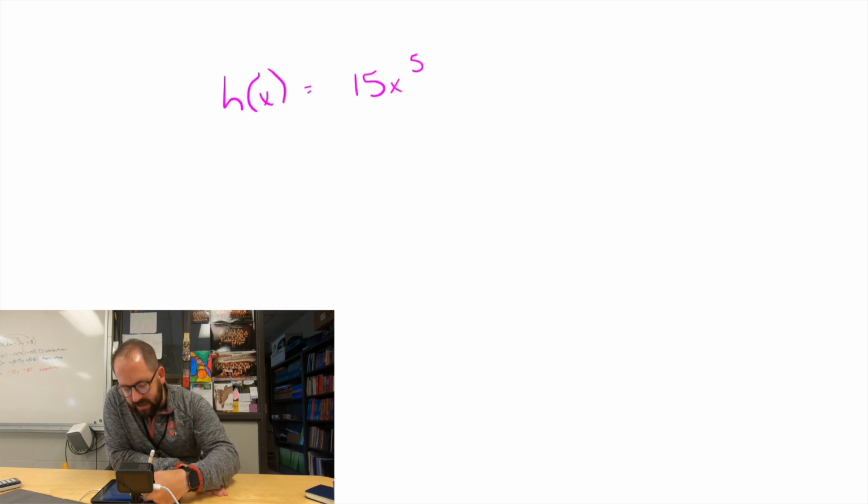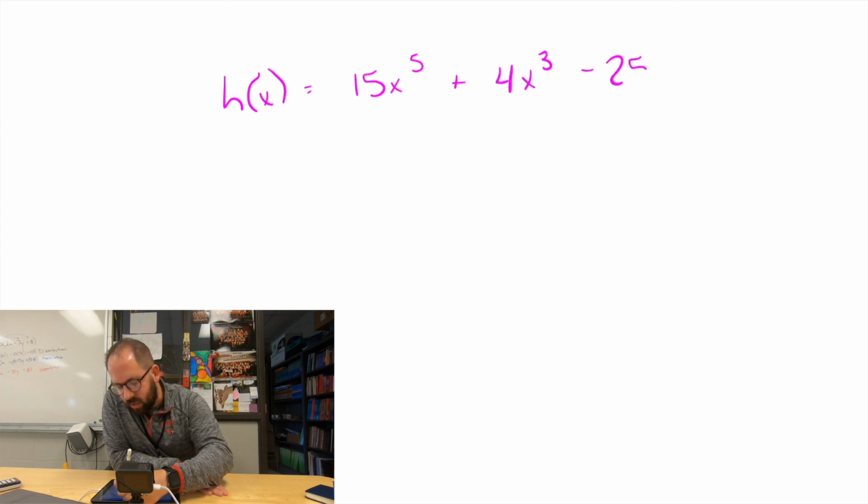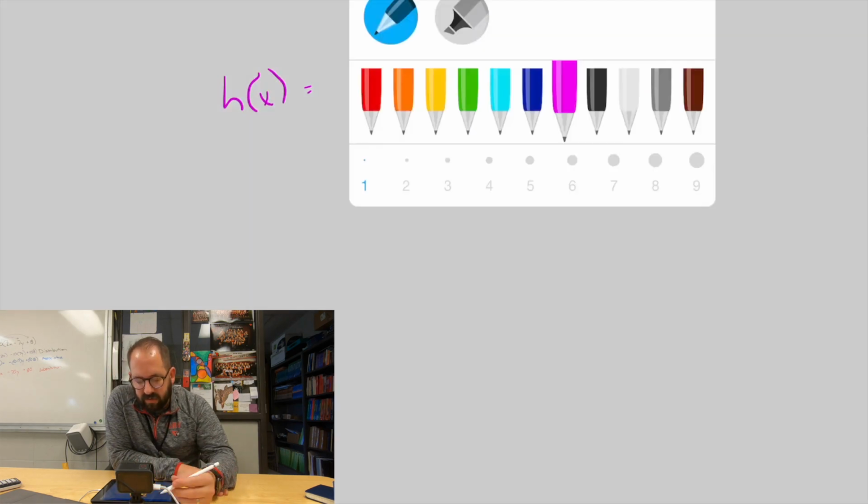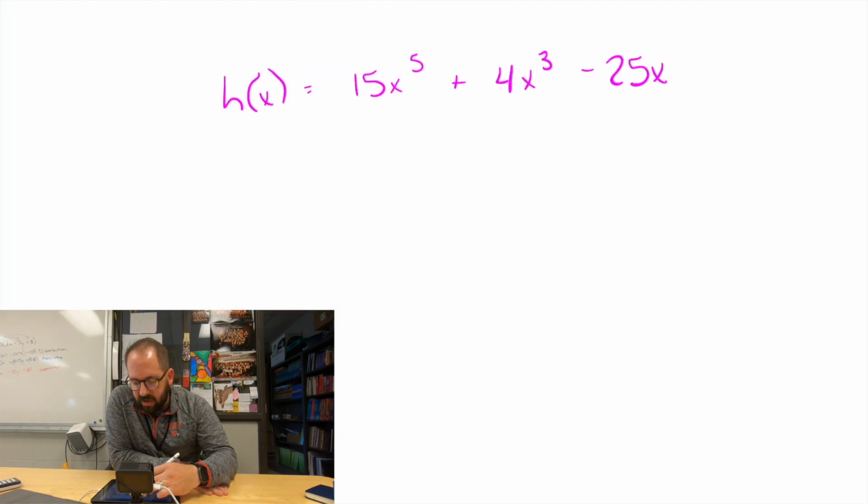I've done it. So let's do one more example. Just something quick. I'm just going to show you the ease of it. So h of x is 15x to the fifth plus 4x to the third minus 25x. So if this is my function, your homework just says find the first derivative. Do the power rule. That's all I want you to do.